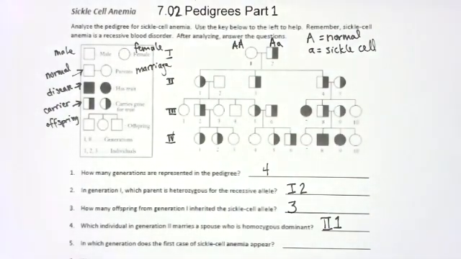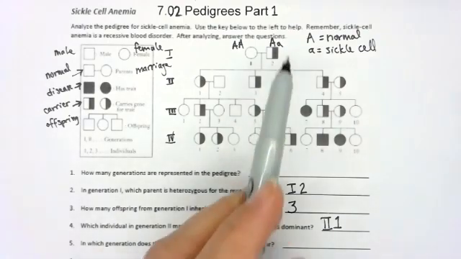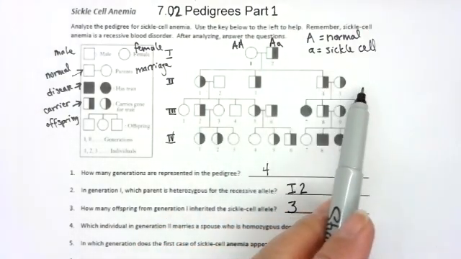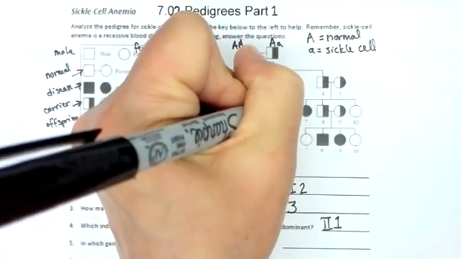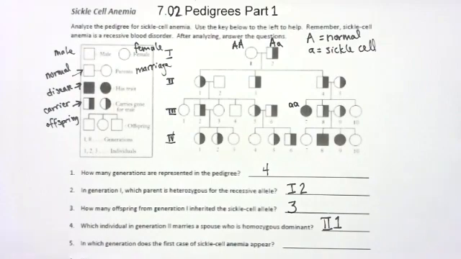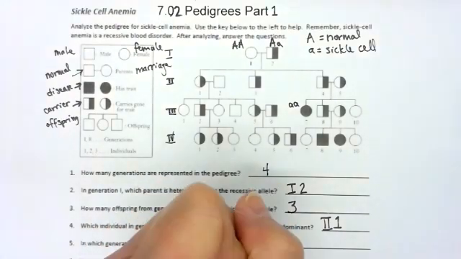In which generation does the first case of sickle cell anemia appear? Well, we've got carriers. Oh, here's somebody who has the disease. So they're aa. That's going to be in the 3rd generation.